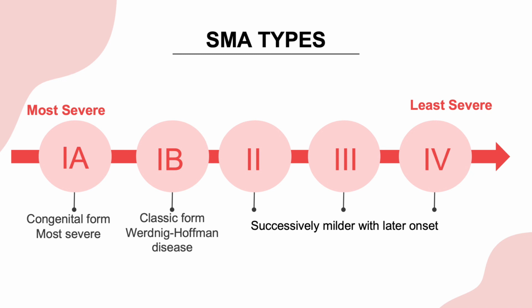Additional SMA types include type 2, type 3, and type 4, which are each successively milder and have a later age of onset. Now that we have reviewed the molecular genetics involved in SMA, we will now move on to an overview of the primary treatment for SMA, Spinraza.